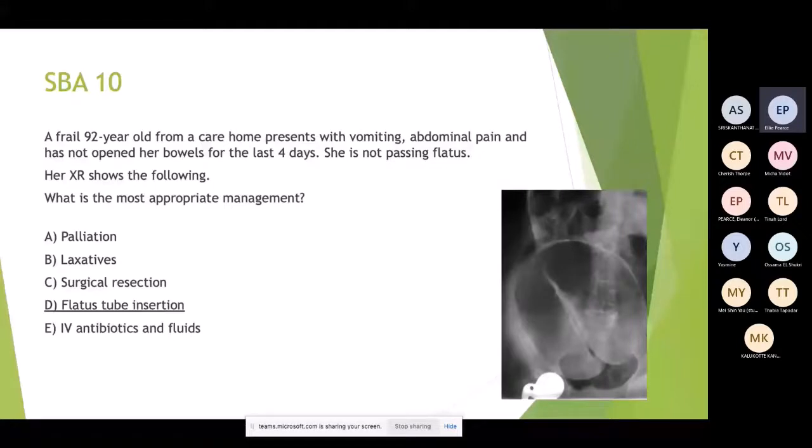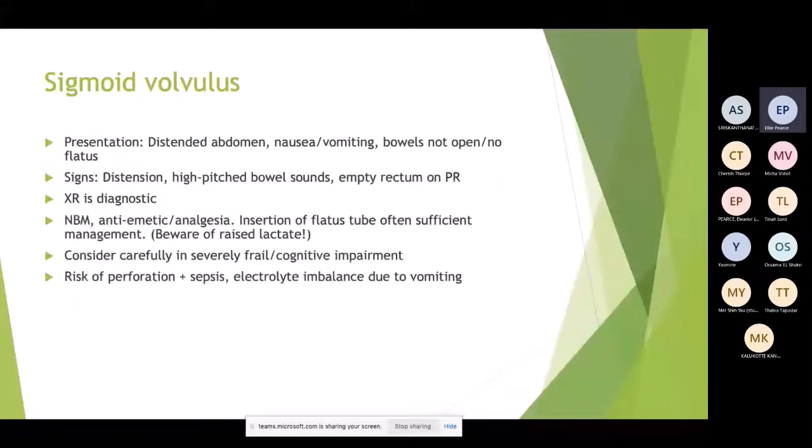And the treatment for this is to firstly keep the patient nil by mouth. If they're vomiting, we might insert a Ryle's tube. We can give them antiemetics, analgesia, and then we can insert this rigid flatus tube, which decompresses and helps to untwist the bowel. And it's particularly good in elderly patients who are not suitable for surgical intervention.